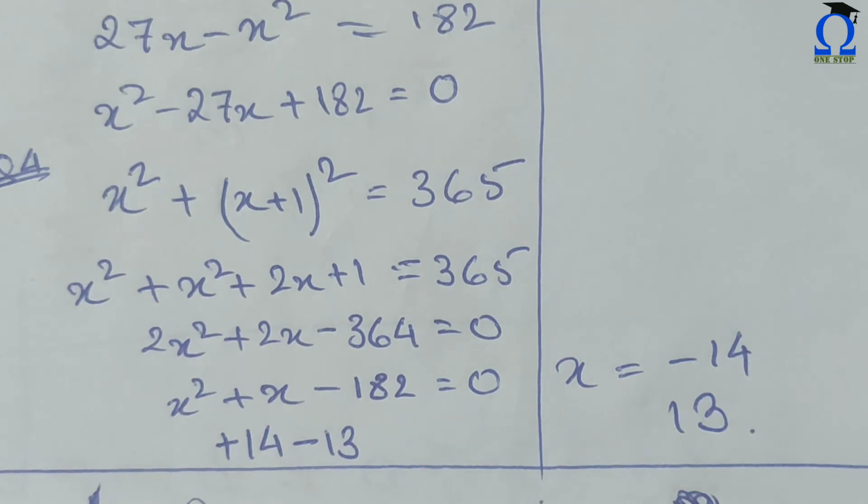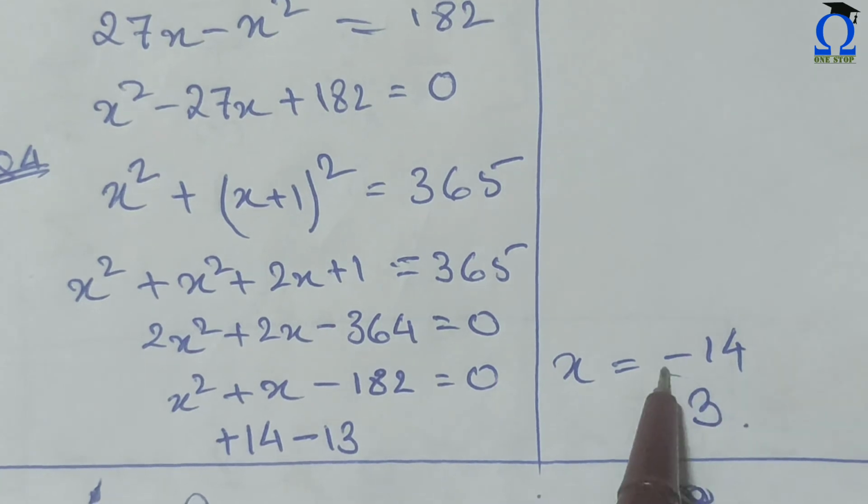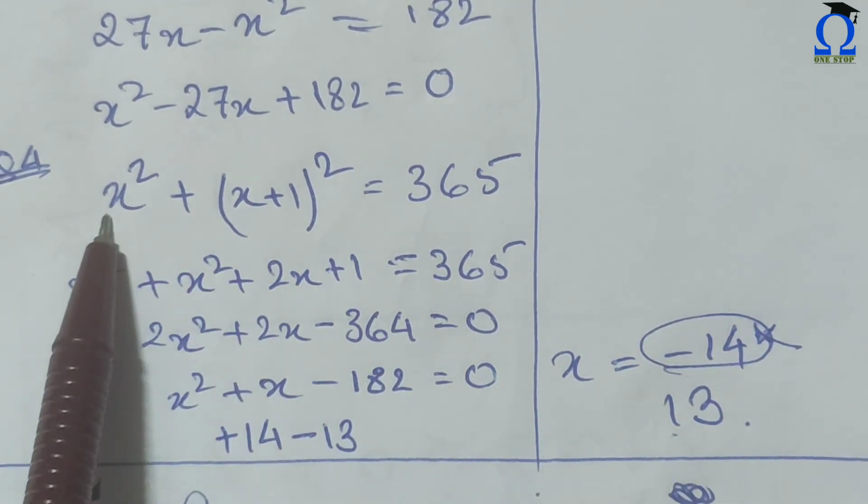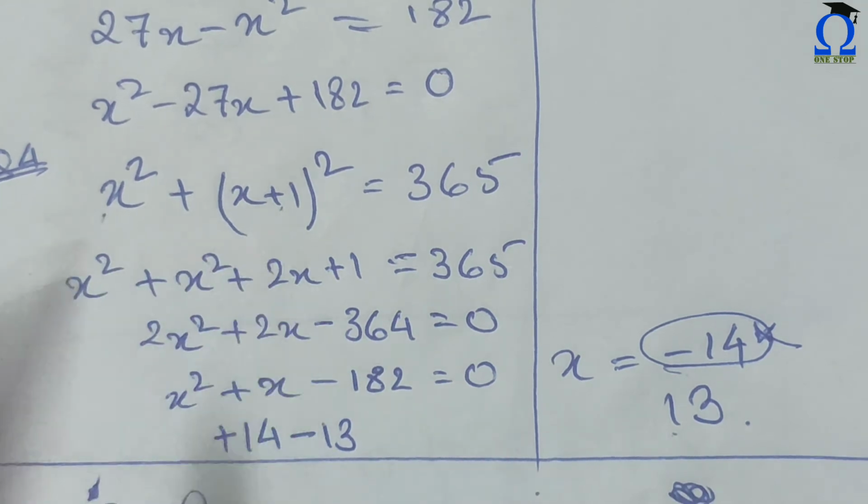Okay, since it is asked about the positive consecutive number, it is given that positive, so we will be neglecting this negative one, and we will put this 13 here, that the first number is 13 and the second number would be plus 14. Understood?